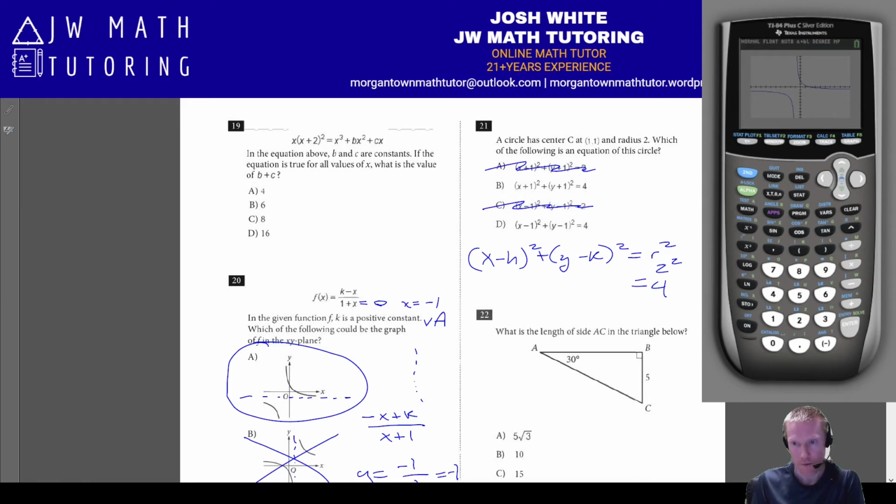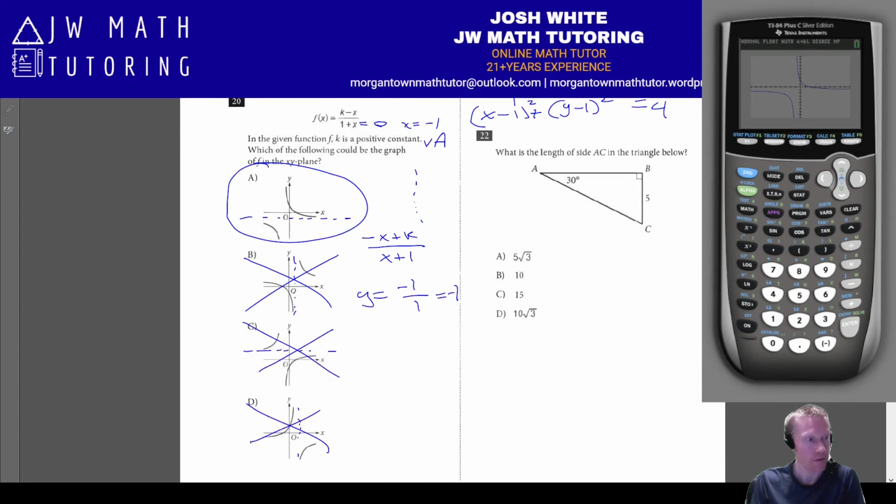Now, we have to plug in h and k, and h and k are each going to be positive 1. So this h is going to be replaced with a 1, and this k is going to be replaced with a 1. So we get the final answer for the standard form equation of the circle. Letter D, x minus 1 quantity squared plus y minus 1 quantity squared equals 4. And that's it. Nothing else to do. You just need to memorize the standard form equation of a circle.